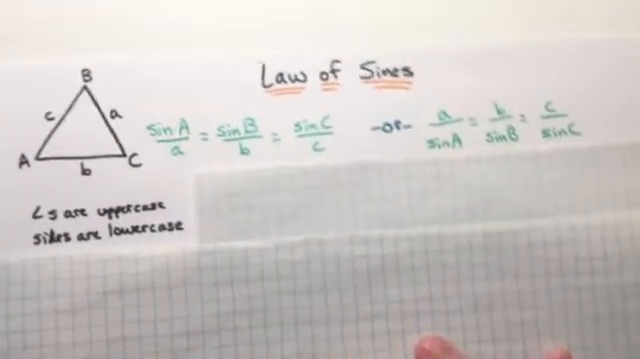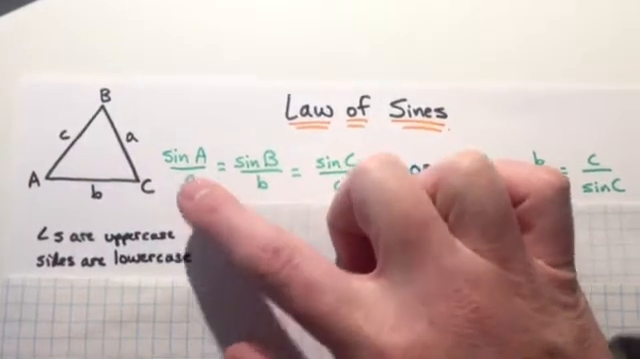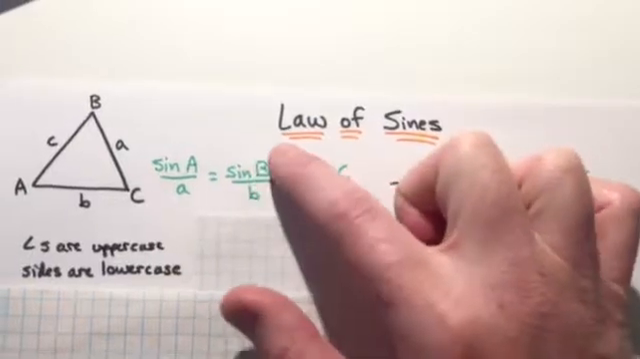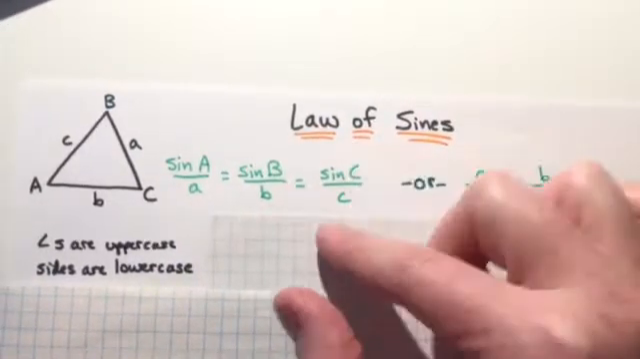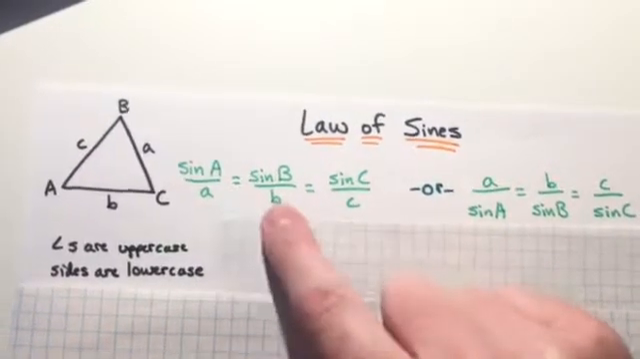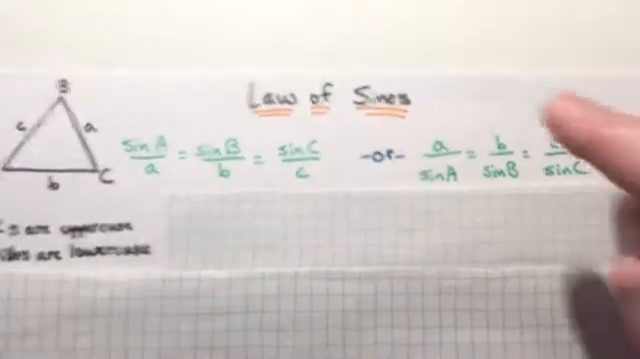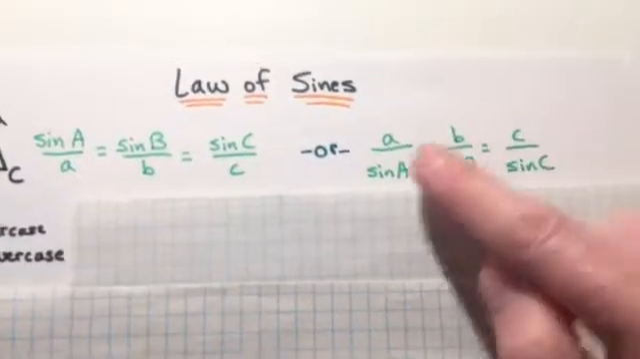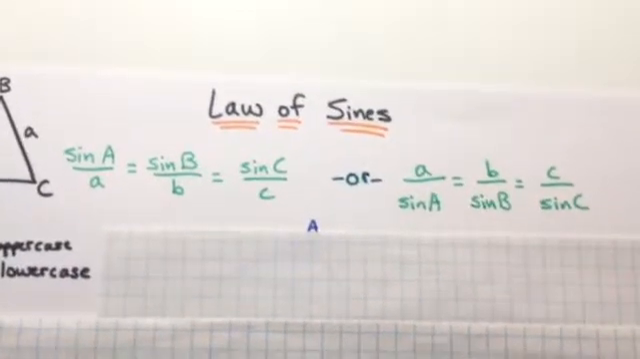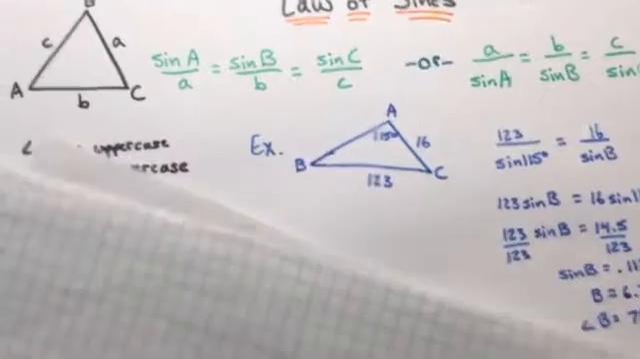And then you can set up the law of sines either with the sine of A over little a, so the sine of the angle over the side across from it, equals the sine of B over b equals the sine of C over c. Those are angles for the capital letters, and those are sides across from those angles, the lowercase letters. Or you can put the sides on top and put the sine of the angles on the bottom. Either way is okay, you just have to be consistent. So let's look at two examples.